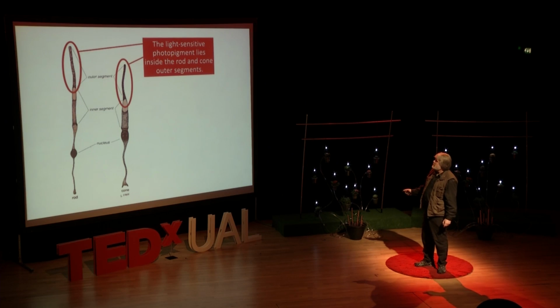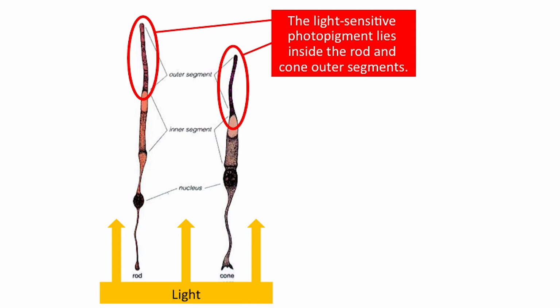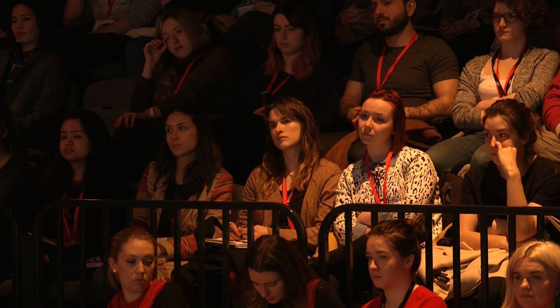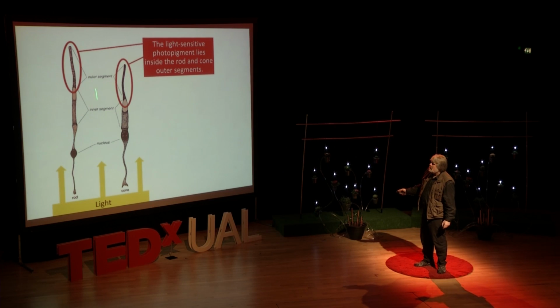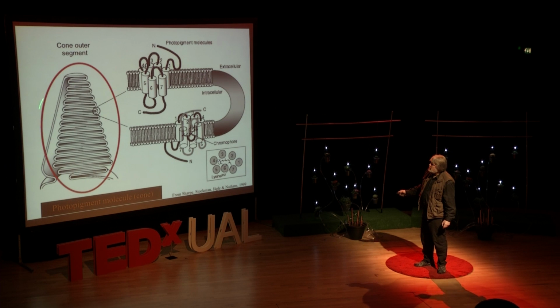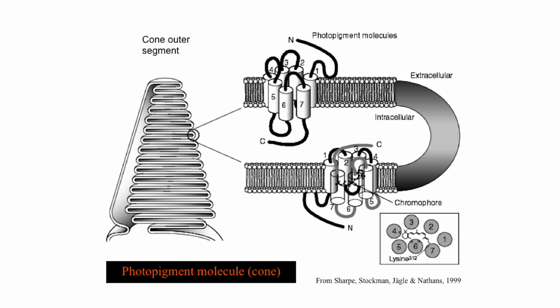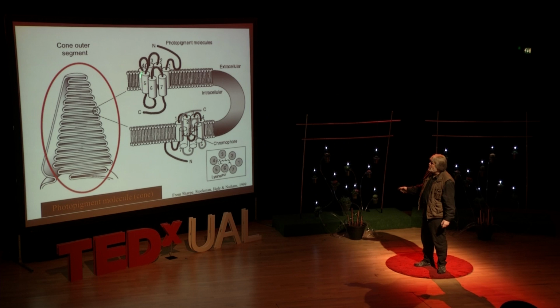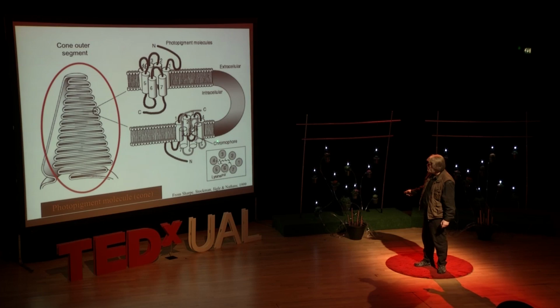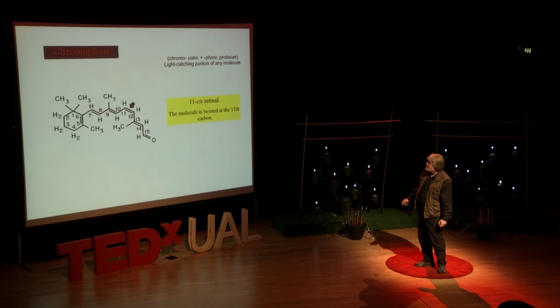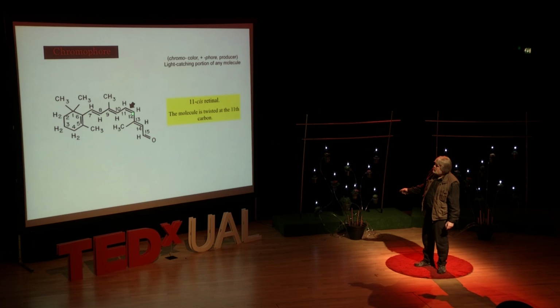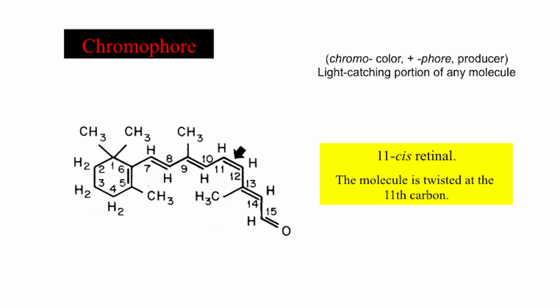The light-sensitive photopigment is contained inside the rod and cone outer segments here. This is a blow-up of light passing, by the way, through the neural layers to the outer segments. Here's a blow-up of the cone outer segment. Here's a bigger blow-up, and this is the light-sensitive opsin. It's got 7 transmembrane alpha helices, and sitting inside is the important piece, the chromophore. And the chromophore is 11-cis-retinal. It's a molecule. It's bent here between the 11th and 12th carbon atom.